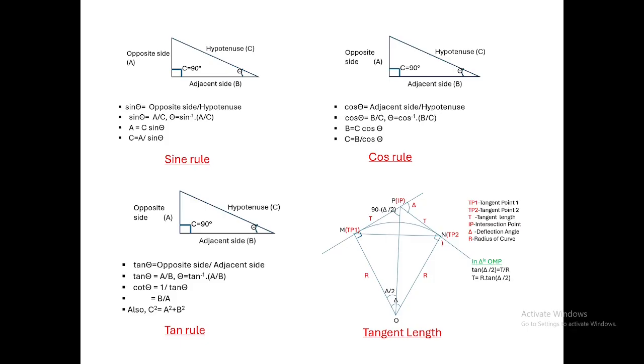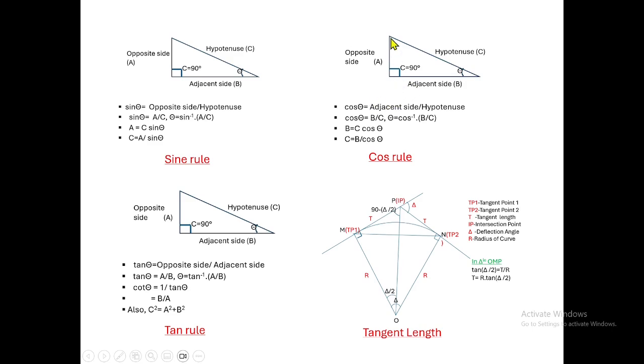Also I want to recollect something about the sine rule, cos rule, tan rule, and tangent length. These are all very much useful for designing our layout. As far as sine rules are concerned, it is in the case of a right angle triangle. This is the theta. So this will relate the hypotenuse and the opposite side. Suppose in our case, this is the y axis, this is the x axis. If you want to know the y coordinate, we will use the sine rule.